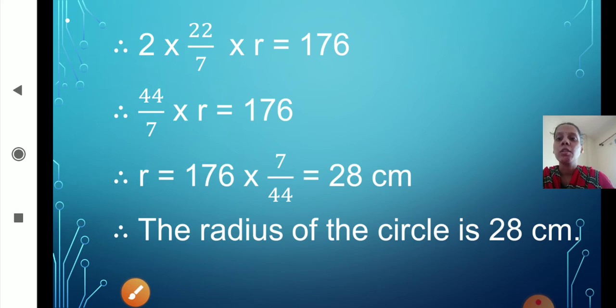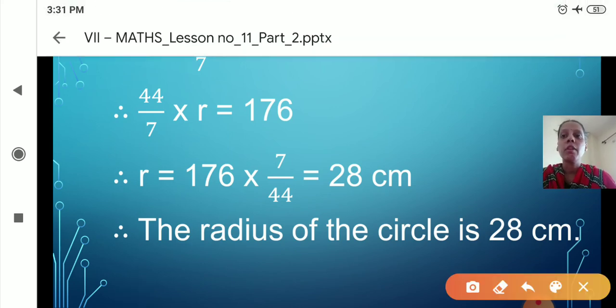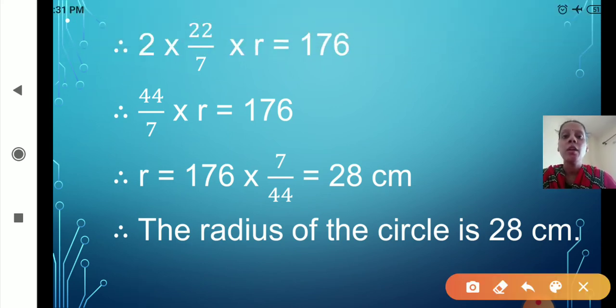Okay, so this is question number 2. Circumference is given, 176 centimeter. We will find the radius. So we will use the formula 2 pi r. C means circumference is equal to 2 pi r. Now we will put the values. C is 176, equal to 2 multiplied by pi, which is 22 upon 7, multiplied by r, which we write as it is, as we have to find the value of the radius. So now 2 multiplied by 22 is 44 upon 7 as it is, multiplied by r is equal to 176.